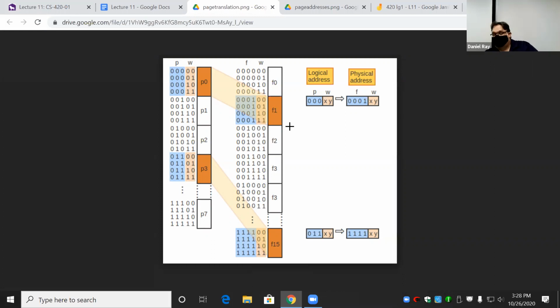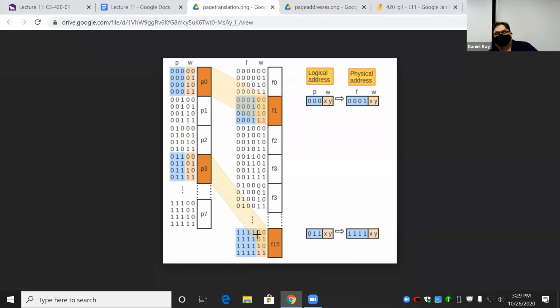Ask me questions. We're doing it down here too. Page 011 maps to page frame 1111. What's that? 15? Okay. Or is that 31? Is it what? 4 1 to 15, 5 1 to 31. Okay.